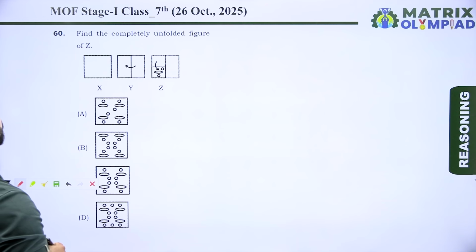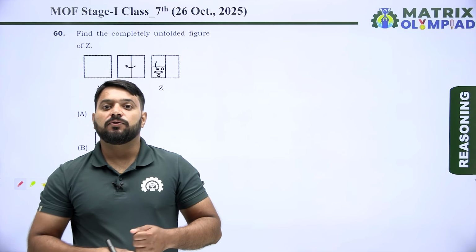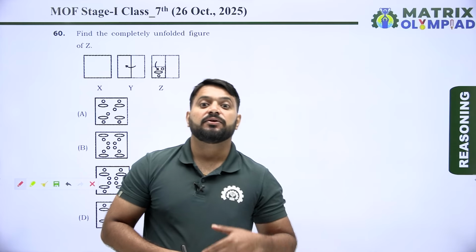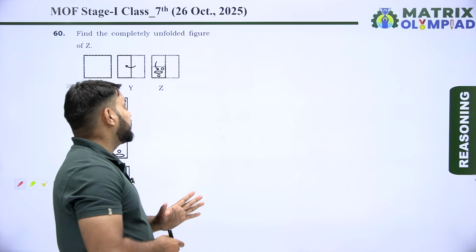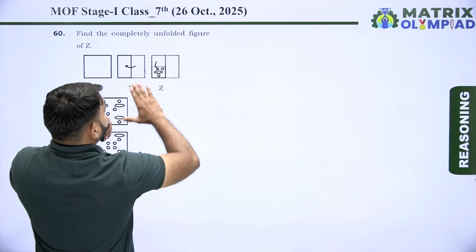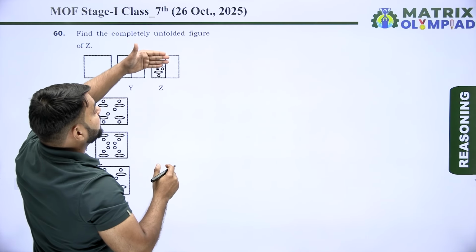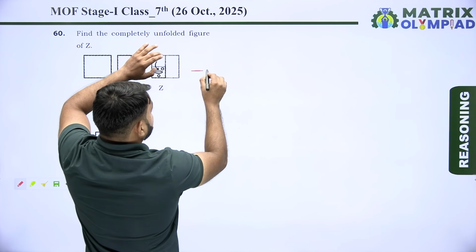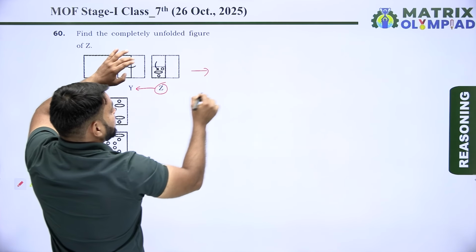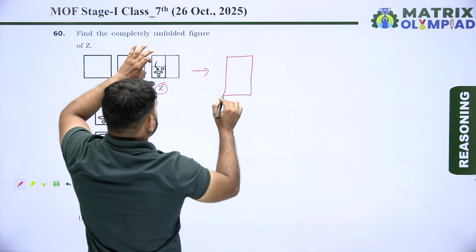Find the completely unfolded figure of Z. So now find the unfolded figure. So unfold the figure in the same sequence in which it was folded and find the mirror image in each unfold. So first unfold the Z. So Z will be unfolded in this direction. When we unfold the Z, then we get an image something like this.